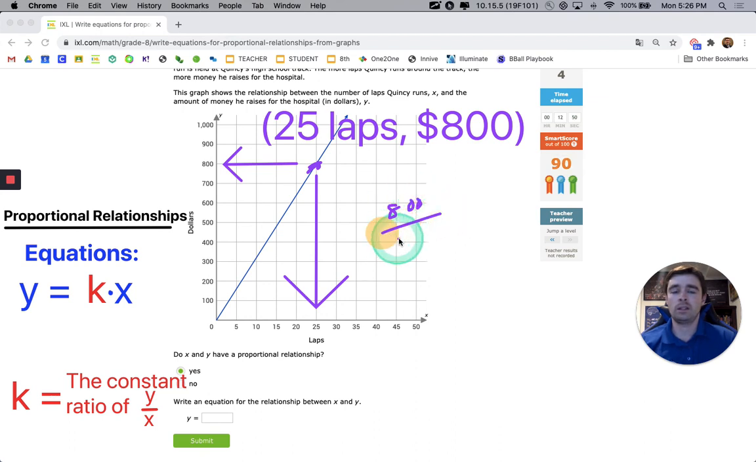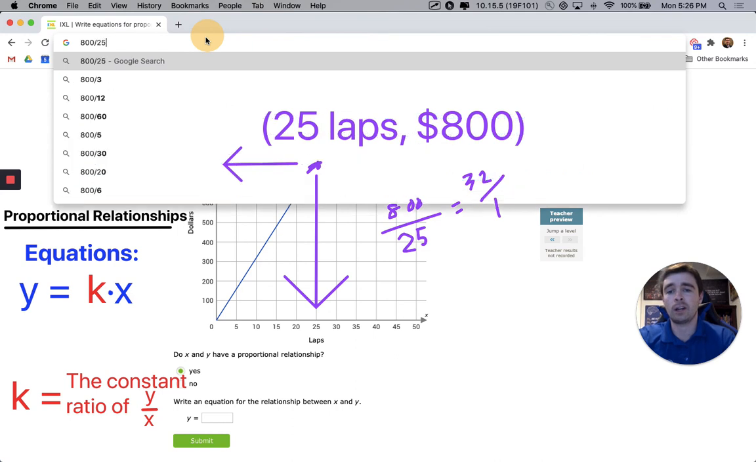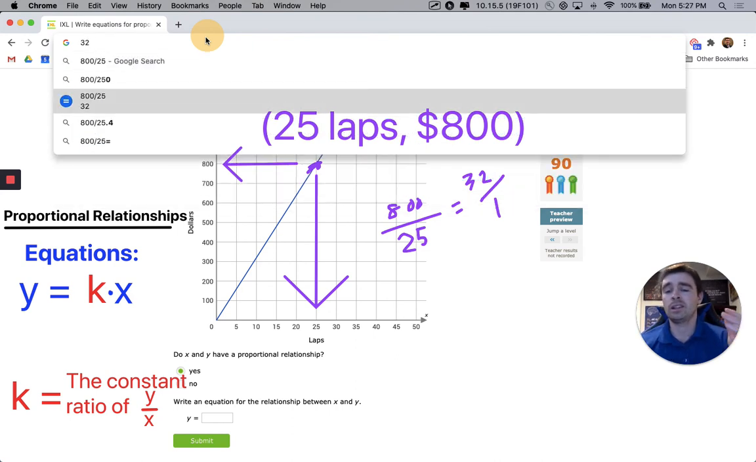25. Now you could use a calculator, but I know 25 is a quarter, and I need 4 quarters to get to 100, and I know that 4 times 8 is 32. So if 25 times 4 is 100, and I need 8 of those, 8 times 4 gives me 32. I did some mental math there. I'm going to go ahead and check up here on my Google calculator, confirm that 800 divided by 25 is indeed 32 over 1, like my brain thought.